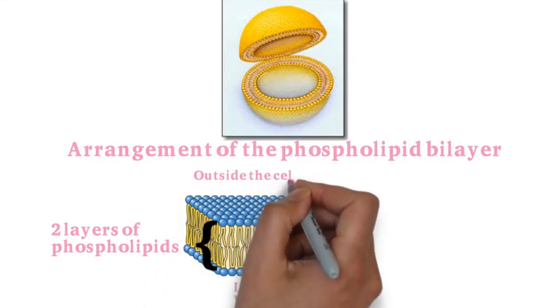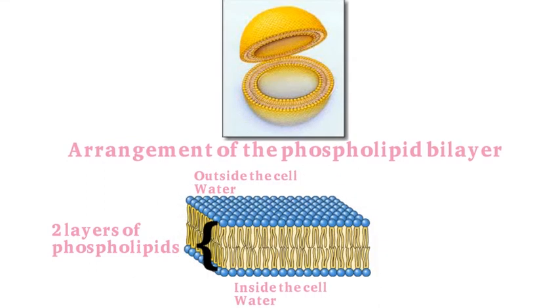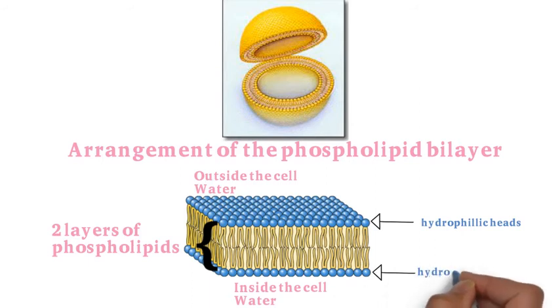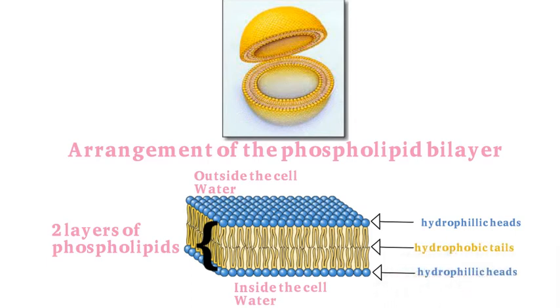Inside and outside of the cell, there is a lot of water. Because of this, the hydrophilic heads face the inside and the outside of the cell since they love water. The hydrophobic tails are facing each other because they don't want to get near the water. There's no water in this area.